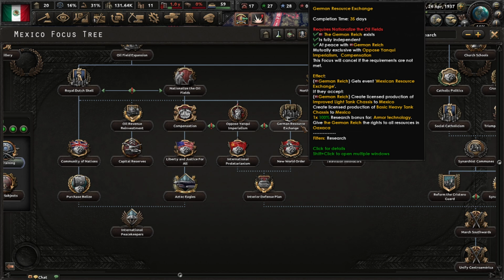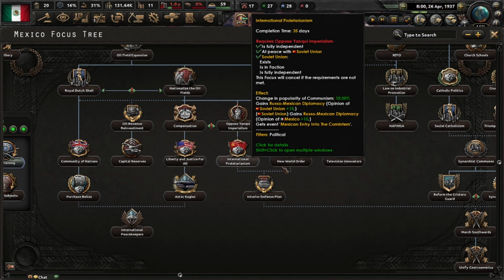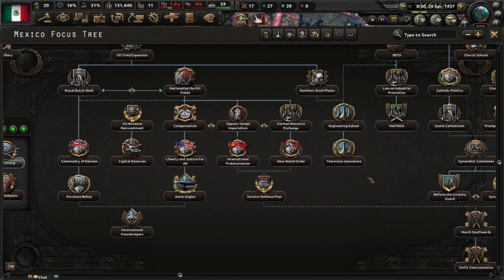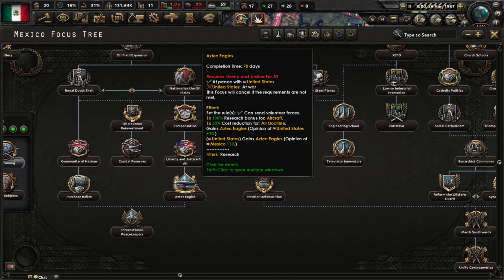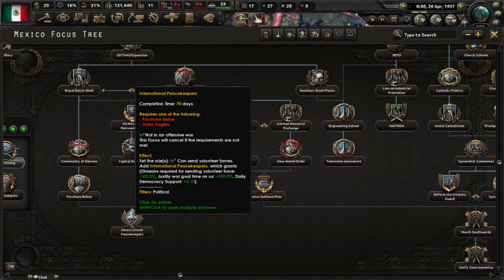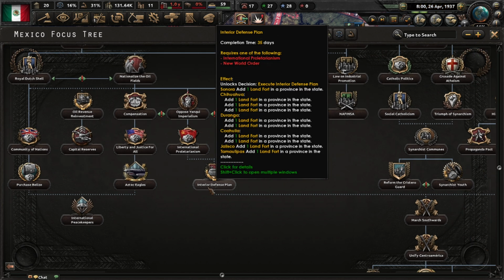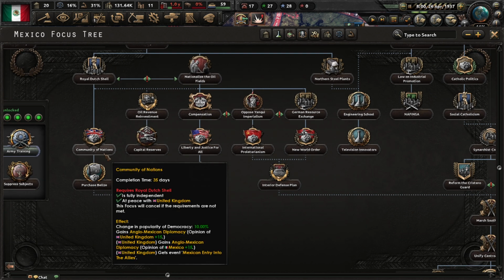Yeah. You probably don't want to do a resource exchange with the Nazis. You don't need the communist support from the thing below, opposing anti-imperialism. You can already send volunteer forces because of a different focus. International peacekeepers is very much the democracy path. Interior defense plan is about fortifying your border with the United States against me, your ally, so that's not useful. Yeah, you're probably better off with Royal Dutch Shell.